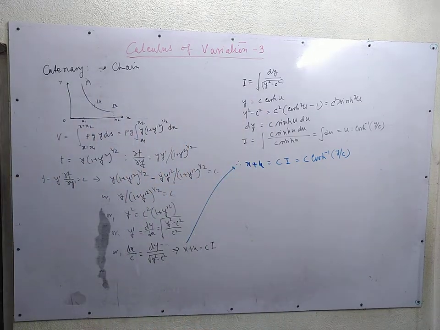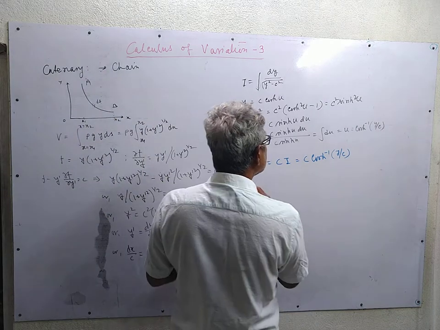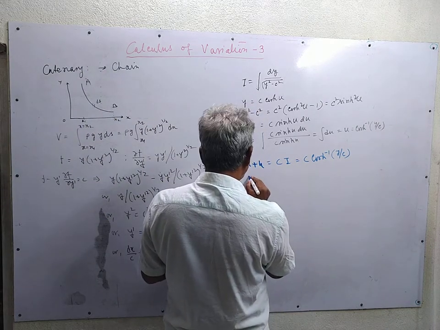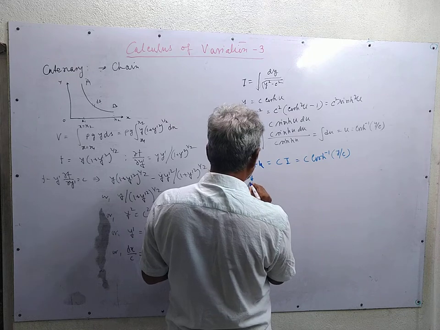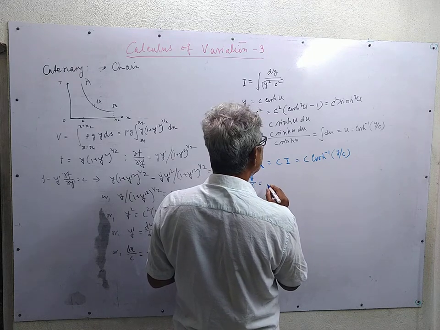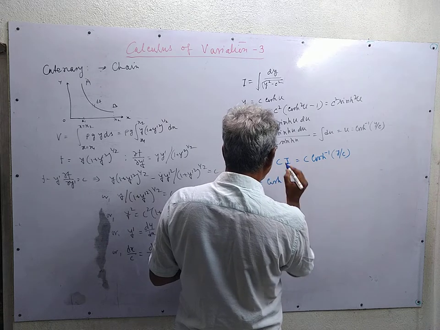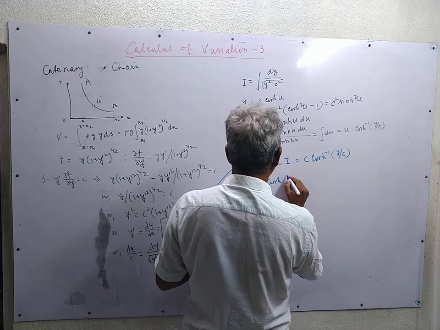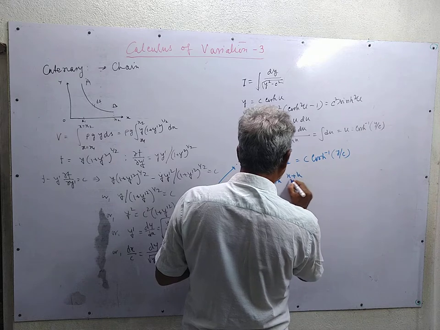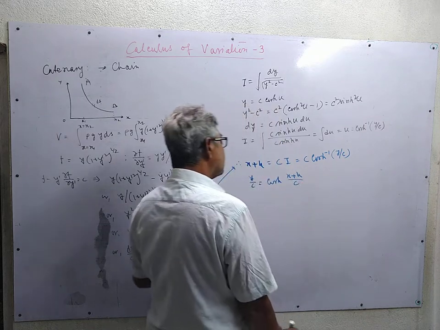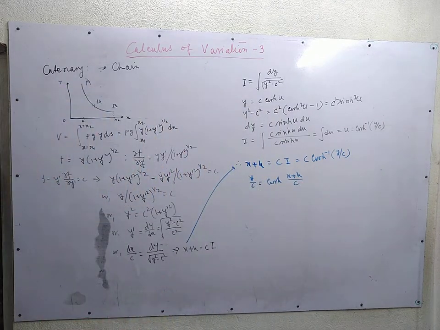Thus, y by c is equal to cosh of x plus k by c. This is the shape of the curve, which is known as the catenary.